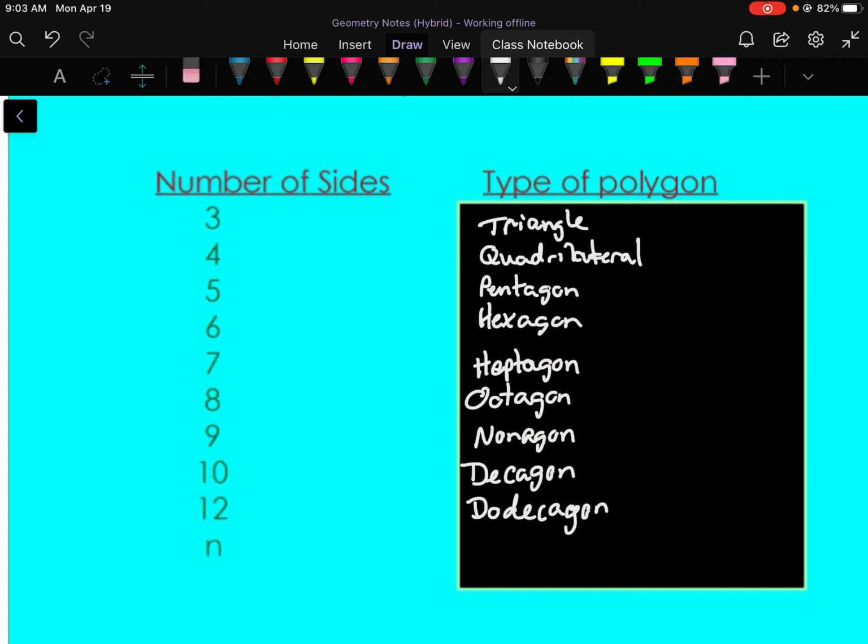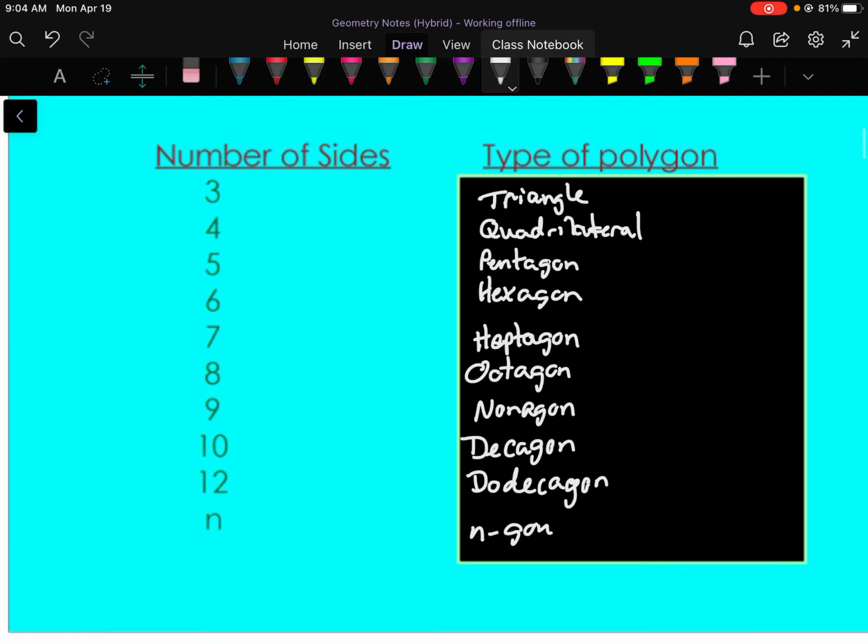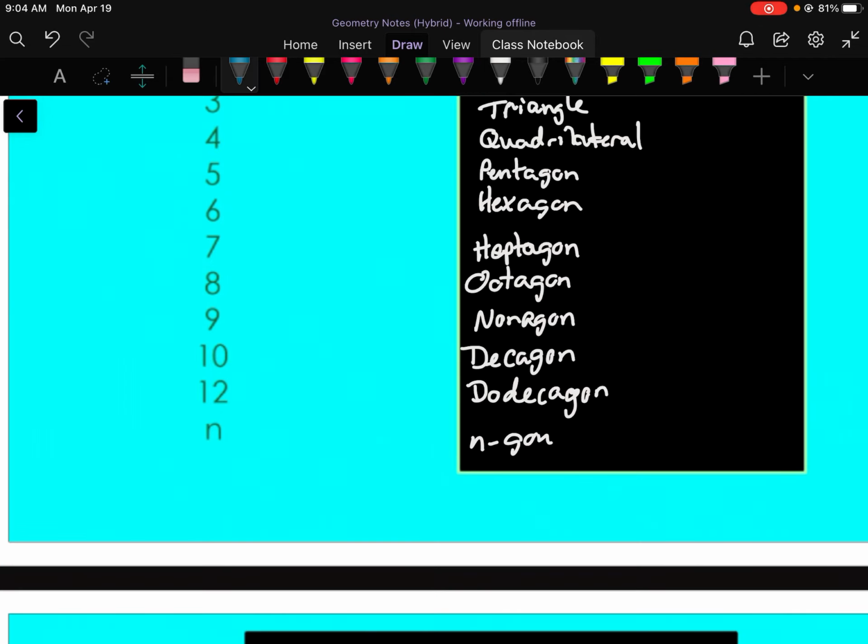And then if you have 11 sides or 13 or more, we would just say that's an n-gon. So for example, if I asked you to name this 17-sided figure, you would just say it's a 17-gon. If it was a 21-sided figure, a 21-gon. That's all that means. You just replace the number with n there.